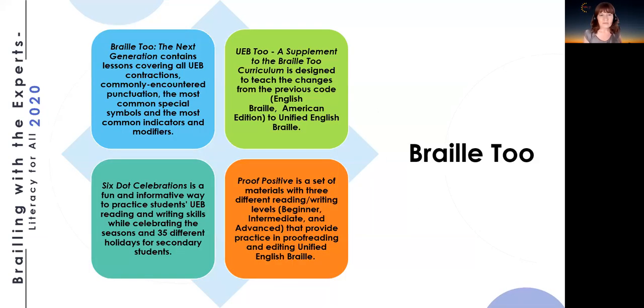And then Proof Positive is nice. It's a set of materials with 3 different reading and writing levels: beginner, intermediate, and advanced. And it provides practice in proofreading and editing for UEB.